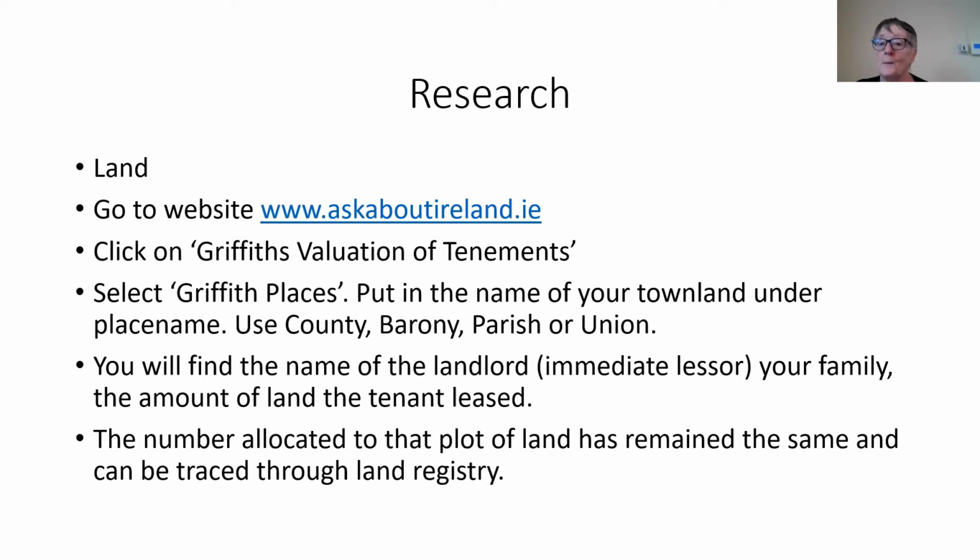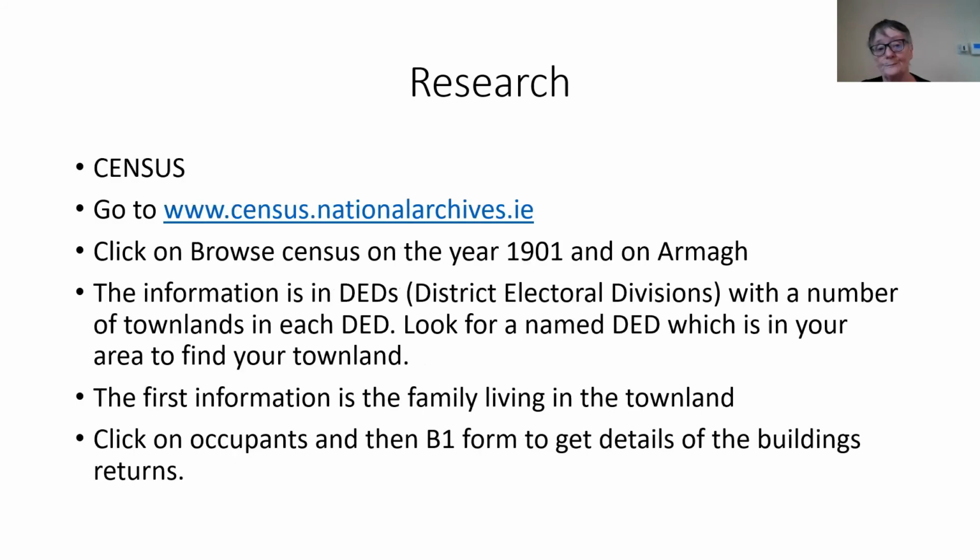The important thing about the number that's against that piece of land in Griffith's valuation, that number has remained constant to this day. So if you go to Land Registry in Belfast, the number that was put on that plot of land in 1860 is still that number that's on it today, and you will be able to trace how, when and where that land changed hands in that period between 1860 and today. So that's an important one for doing land research.